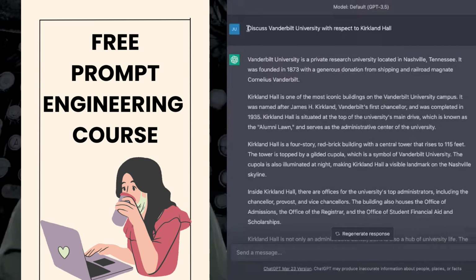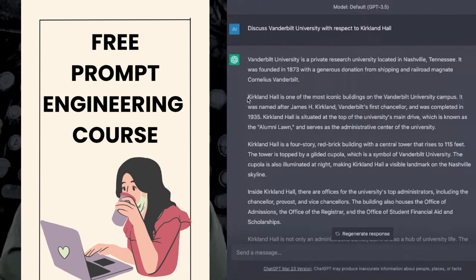If I go back and say, "discuss Vanderbilt University with respect to Kirkland Hall," a specific building on campus, then it changes the output. I get a much more specific output. I get Vanderbilt University, private research university located in Nashville, Tennessee. We notice we're getting this fairly consistently in both of them. So that's probably information that the model was trained on and saw over and over again on different web pages for Vanderbilt and different documents.